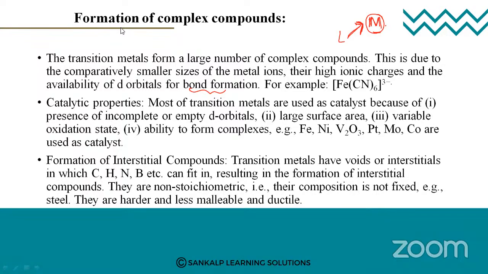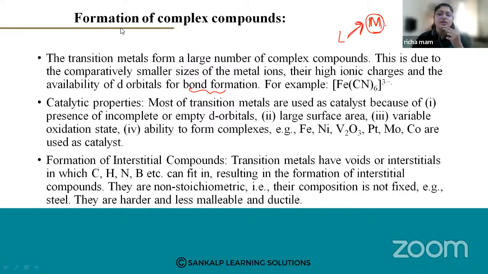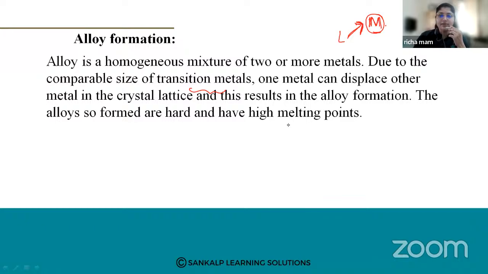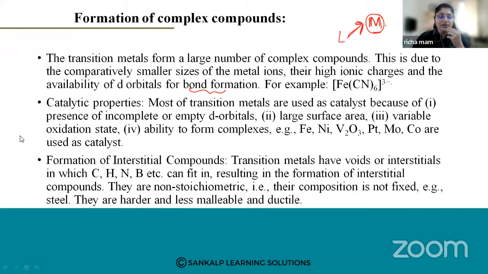Okay. Then, ability to form complexes. So, catalytic properties. Why are the transition metals used as a catalyst? Because they have the ability to form complexes. So which are the metals used as a catalyst? Fe, nickel, then vanadium oxide, which is another complex. Then platinum, molybdenum and cobalt. So these are some of the metals which are used as the catalyst. Most of the transition metals are used as the catalyst.